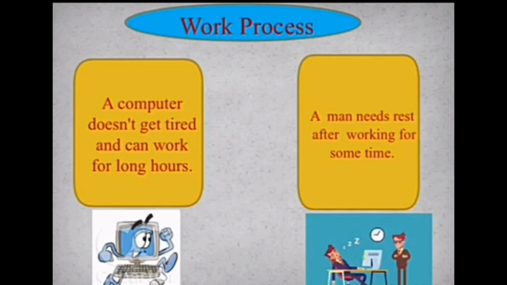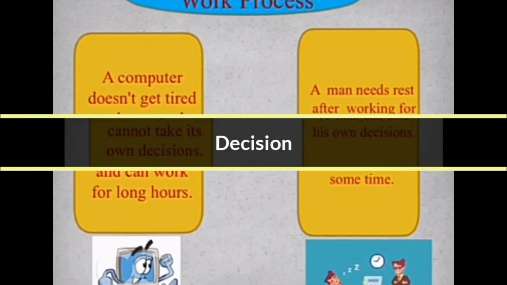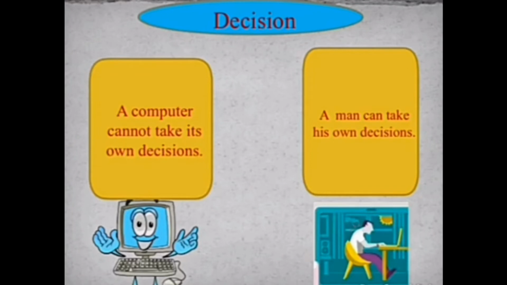And our next topic is decision. So now we will discuss the next point, decision. A computer cannot take its own decision, and at the same time a man can take his own decision. Like if we do not want to go anywhere, then we will not go to that place. But if we want to take our laptop to any place, then we will take it with us. A computer will not take its own decision.